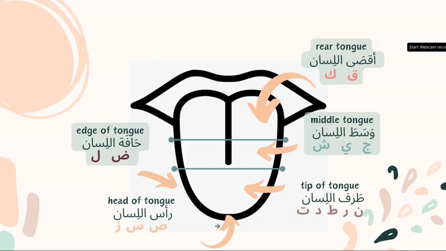And today we are going to study the sad, sin, za, and they are pronounced from the head of the tongue. And the head of the tongue is part of the tip of the tongue. So this is the tip of the tongue, this area. And the head of the tongue is this part. It's part of the tip of the tongue. Okay? So let us see.